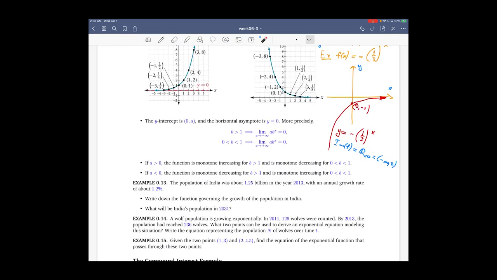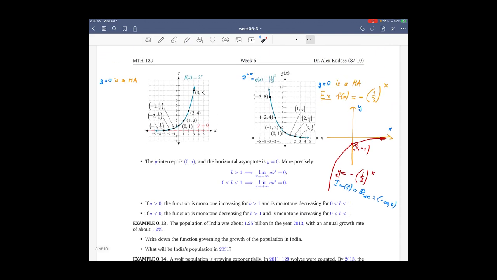Any exponential function has the horizontal axis as a horizontal asymptote, regardless of the sign of a, for b greater than 1. The limit at negative infinity is 0, which implies that y equals 0 is a horizontal asymptote. And for b squeezed between 1 and 0, the limit at positive infinity is 0, which means again that y equals 0 is a horizontal asymptote.